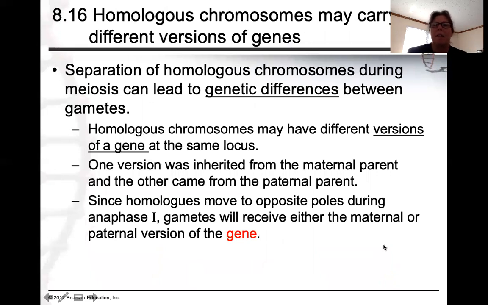All right, so homologous chromosomes again have different versions of genes. One version is inherited from your mom, one is from your dad. We'll talk about which one's dominant, recessive, and how that influences what you look like in our genetics unit. But right now, just know that mom's copy goes to one side of the cell, dad goes to the other during that anaphase 1.